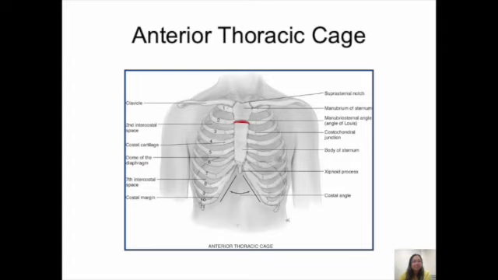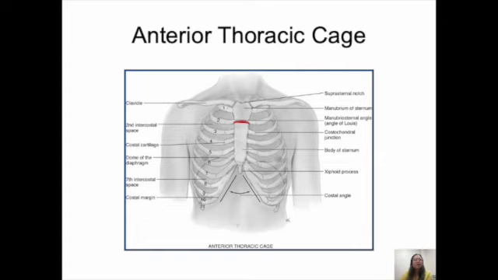Starting with the anterior thoracic cage, you note here important landmarks that will help guide your assessment and help you to figure out where you're going to percuss, palpate, and auscultate after you inspect. The first landmark is the substernal notch, which is a U-shaped depression between the two clavicles, and a few centimeters below that, you have the manubriosternal angle. We call this the angle of Louis, and this correlates with the second rib.